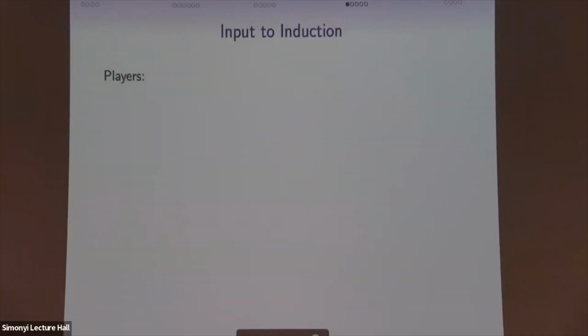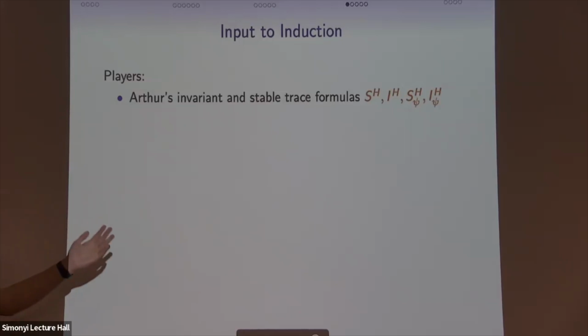So now let's describe the specific inductive analysis and how we use all of this. First I need to lay out all the key players and the parts that will come into this inductive analysis. First we need Arthur's invariant and stable trace formulas, these distributions where you plug in f and you get sums of traces. And we need their parts for specific Arthur parameters.